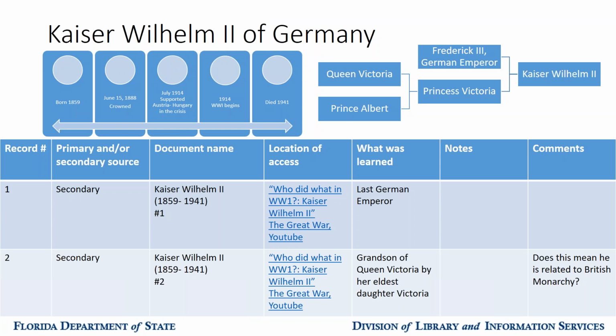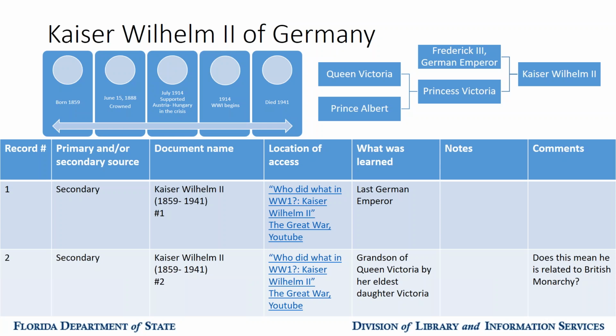Next, we're going to look at the resources that we put on our page for the students to look through, and which resources they might discover this information through. In the case here, I used our documentary about Kaiser Wilhelm II. And this told us that he was the last German emperor.